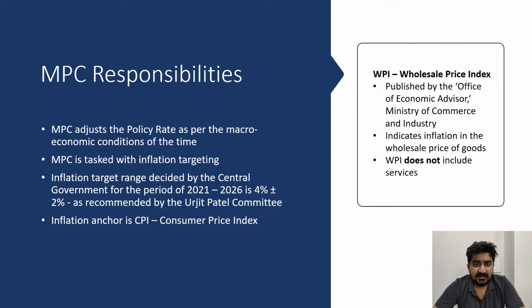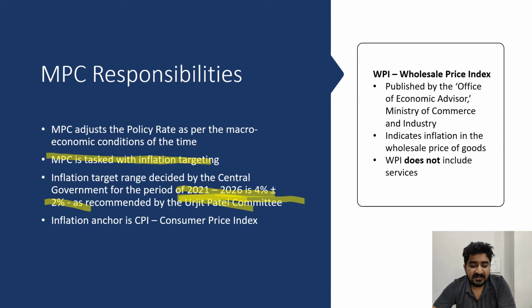The MPC adjusts the policy rate as per the macroeconomic conditions of the time. The primary objective of the MPC is inflation targeting. Such inflation target ranges are set by the central government for different periods. For example, the inflation target range for the period of 2021-2026 is 4% plus or minus 2% as recommended by the Urjit Patel Committee. The inflation anchor is CPI, the Consumer Price Index.